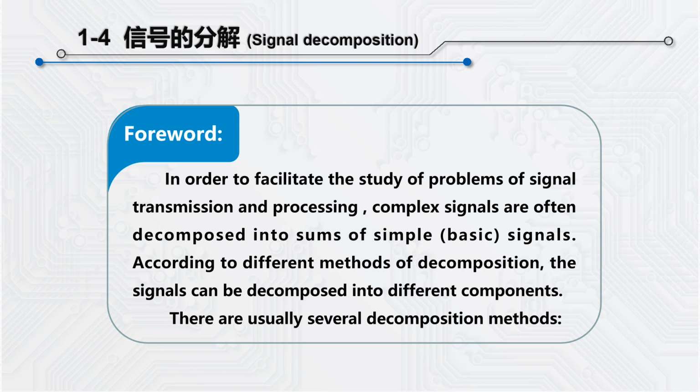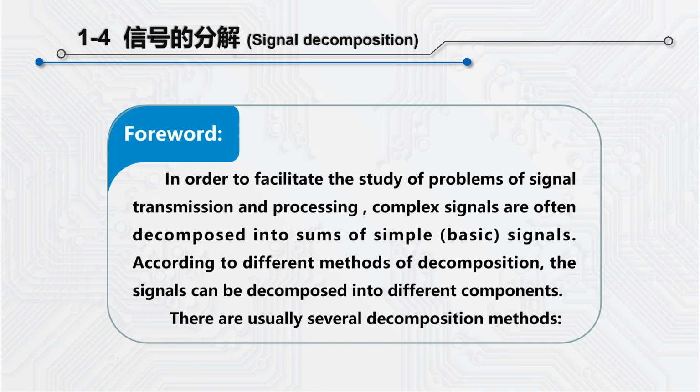Typical deterministic signals introduced in the previous section are relatively simple signals. In engineering, the signals are often more complicated than that. In order to facilitate the study of signal transmission and processing, complex signals are often decomposed into sums of simple or basic signals. According to different methods of decomposition, signals can be decomposed into different components.